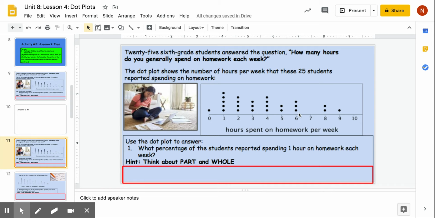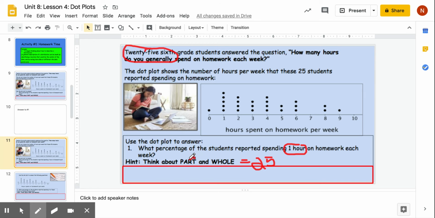There are two ways that you can do this. You can go in and count all the dots, or you can also use the information from the story, which right here says 25. 25 sixth graders. So I know that my whole equals 25. And now I am looking for my part. My part is how many students spent 1 hour on homework.